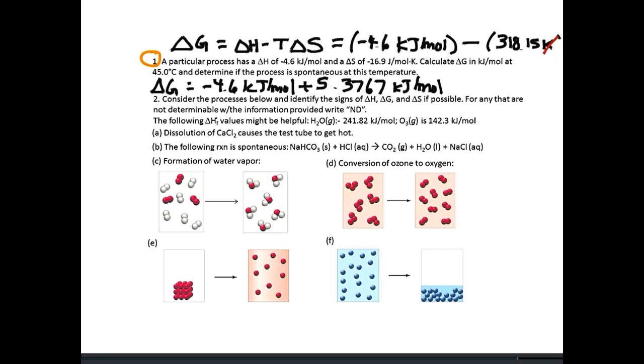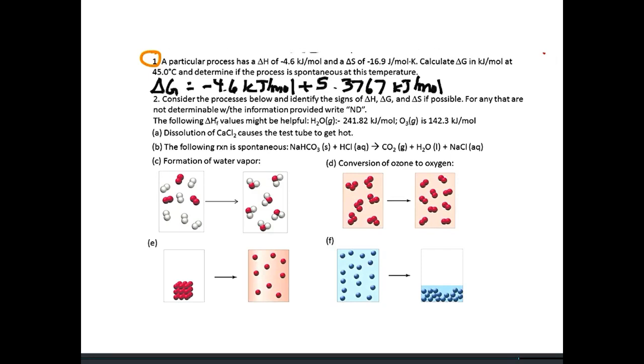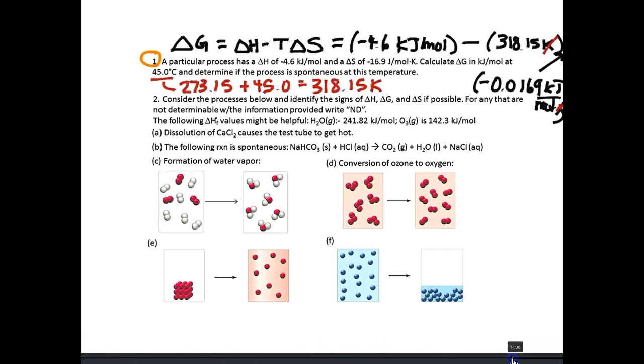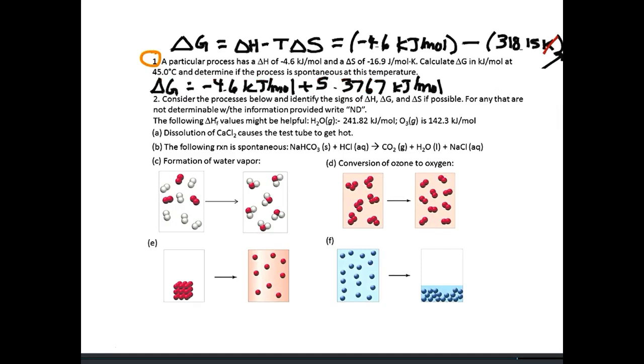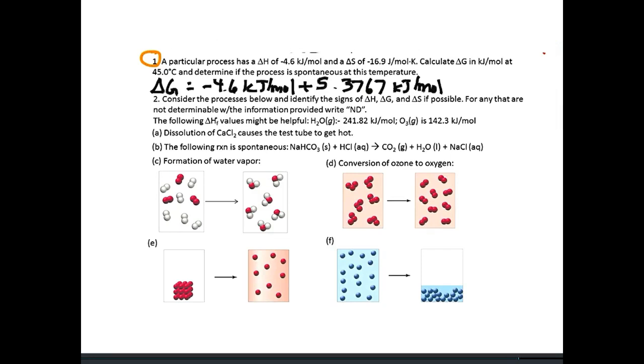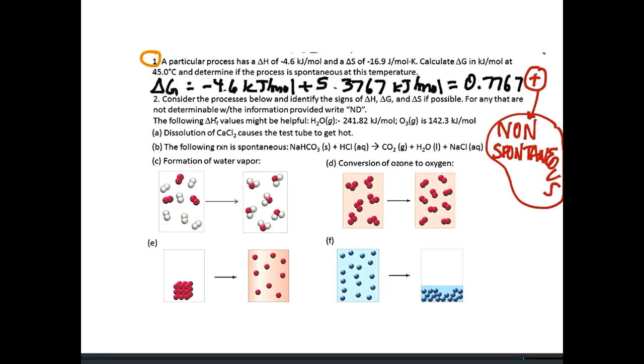So negative 4.6 plus 5.3767. Sorry, I multiplied by 318. I forgot about that temperature in there. I thought I made a mistake. So we're going to add those two together. Negative 4.6 plus 5.3767 is going to give me a pretty small number, 0.7767. That number is positive, which means it is non-spontaneous, because anytime you get a positive delta G, that's true.